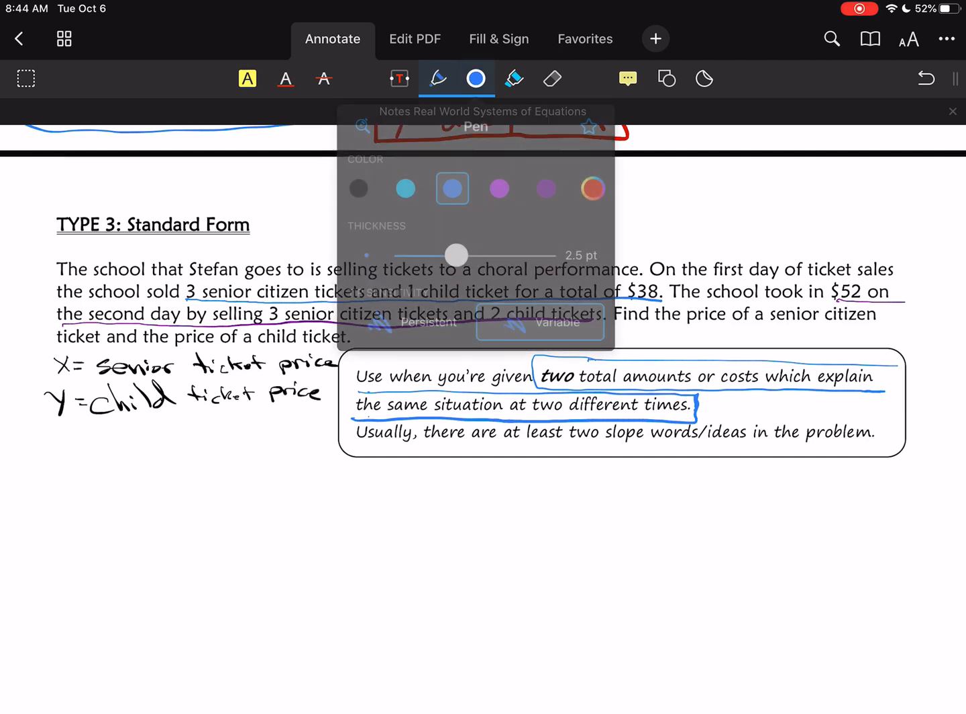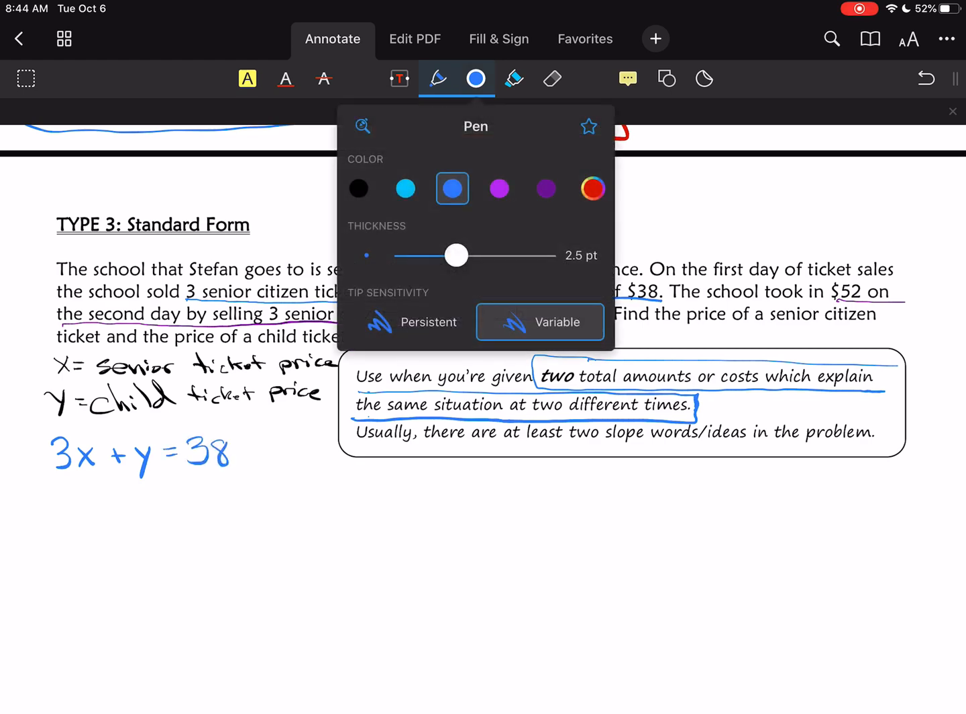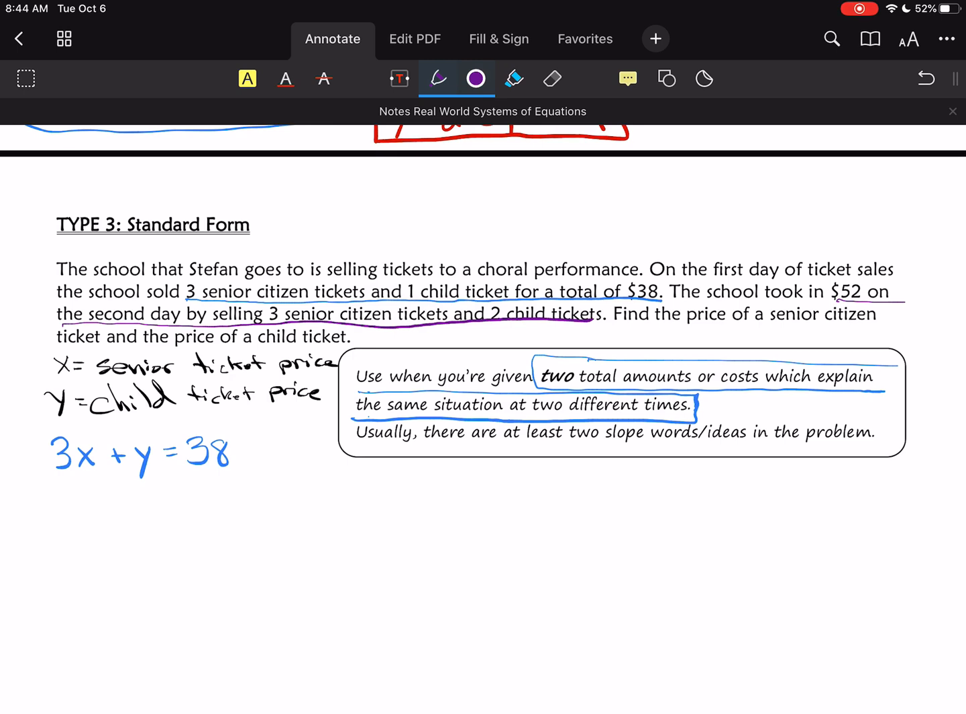So, setting up that first equation, the stuff I underlined in blue, we had 3 senior citizen tickets and 1 child ticket for a total of $38. So that would be 3x plus 1y, we don't need to write the 1, for a total of $38. That second equation is written a little bit backwards, right? It gives me the total amount first, so $52 is how much they made on the second day. And they sold 3 senior citizen tickets and 2 child tickets. So 3x plus 2y.